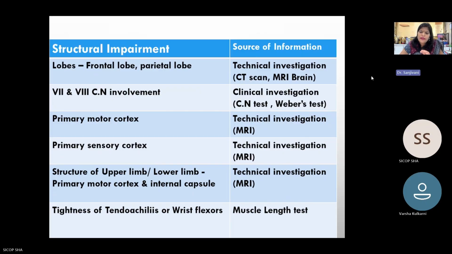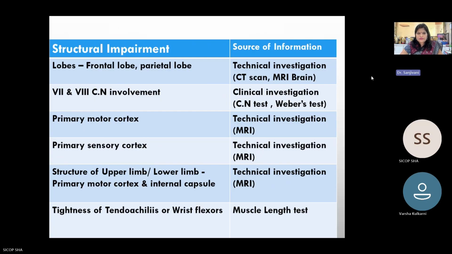These are the structural impairments in the patient, as the patient is a CVA patient. What lobes are involved, what cranial nerves, then cortex, and these are the involved areas. If we have that, very good. If we don't have it, we can say logically, according to pathophysiology, that in a CVA patient these are the impairments. And what are the sources of information? Definitely frontal and parietal lobe. If it is affected, we will get the information from CT or MRI. So this will be the source of information for the various impairments.